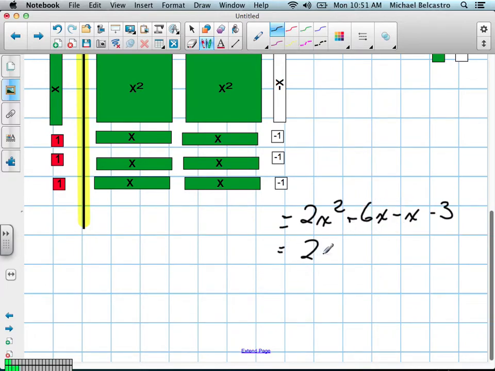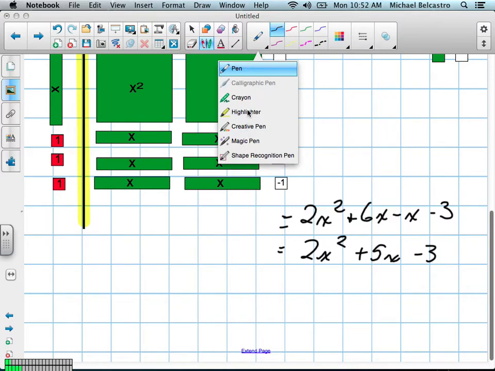Okay. From here, we'll zoom in. 6x minus x gives us what? 5x minus 3. That's your final answer for this question.